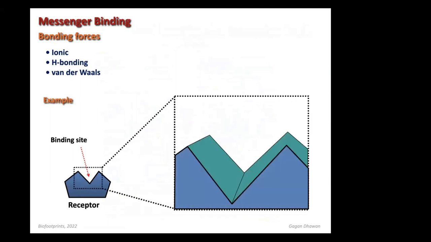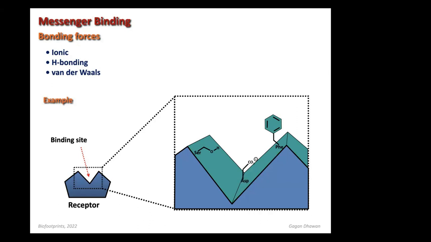Look at this. This is the binding site of the receptor, this triangular shape which you are seeing. And if I zoom it, it looks something like this. So you see, if the receptor is a protein, there are certain amino acid residues present on the active site. In this case, I have taken three residues: phenylalanine, the serine hydroxyl group, and then the carboxylate group of aspartate.